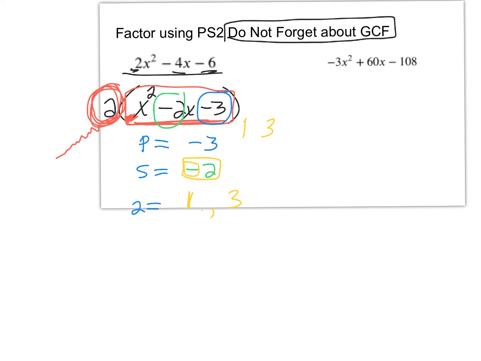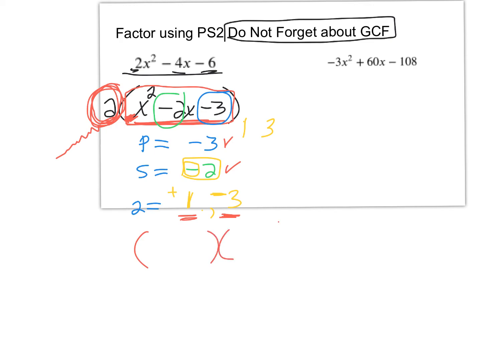Now I need these things to subtract to give me a negative 2. Since my subtract result was negative, that means the largest piece is negative, and then this guy's got to be positive. But you should always do your check. So 1 times negative 3 is negative 3. 1 minus 3 is negative 2. Okay, so we know we're good.